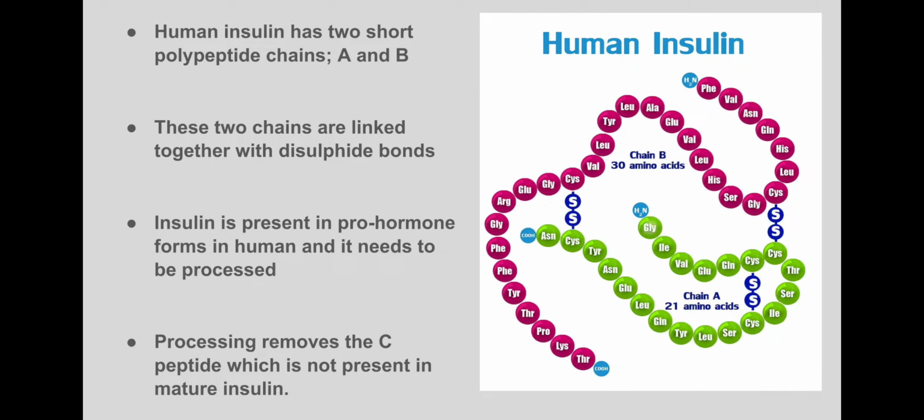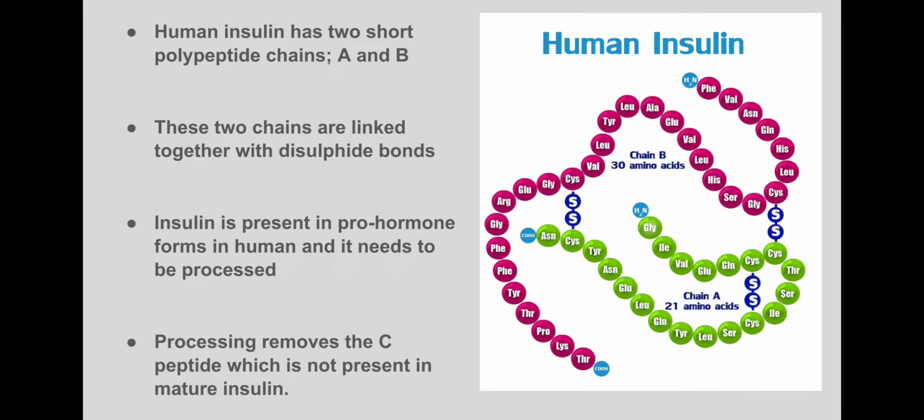Insulin has two short polypeptide chains, A and B. Here you can see in this diagram, there are two chains A and B, and both of these chains are linked together by disulfide bonds. This is the structure of human insulin. So we have two chains A and B and they are linked together by disulfide bonds.